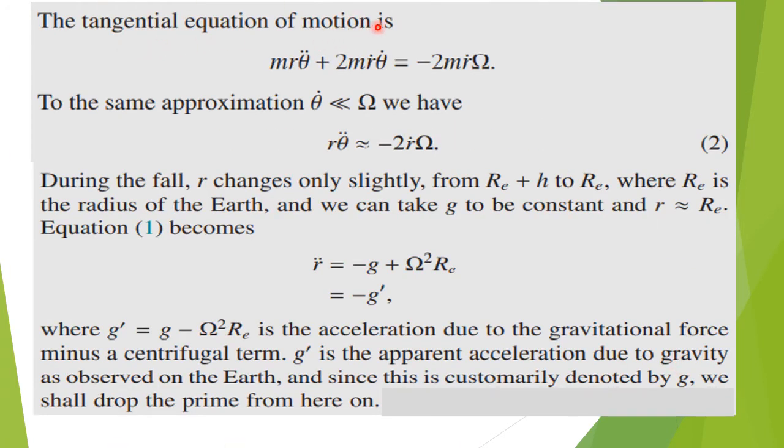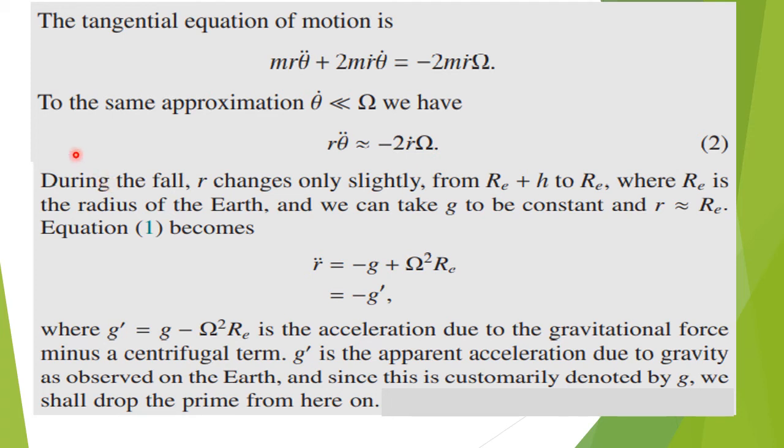Now the tangential equation is the second part: m r θ double dot plus 2m ṙ θ dot is equal to minus 2m ṙ ω. Okay, this is the tangential equation. Here too we take the approximation ω dot is much less than θ dot, which is much less than ω. So you get this equation as r θ double dot is approximately equal to minus 2 ṙ ω.